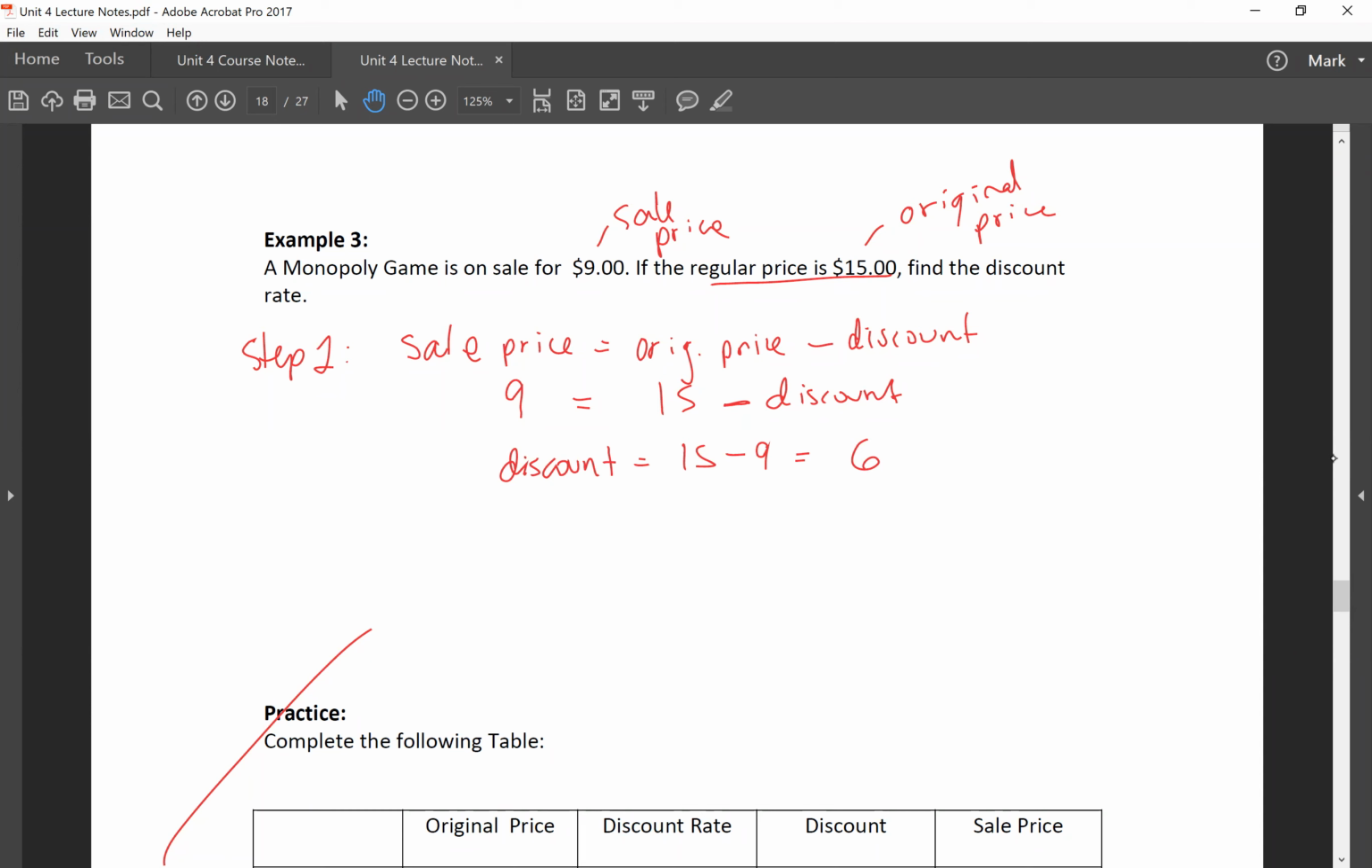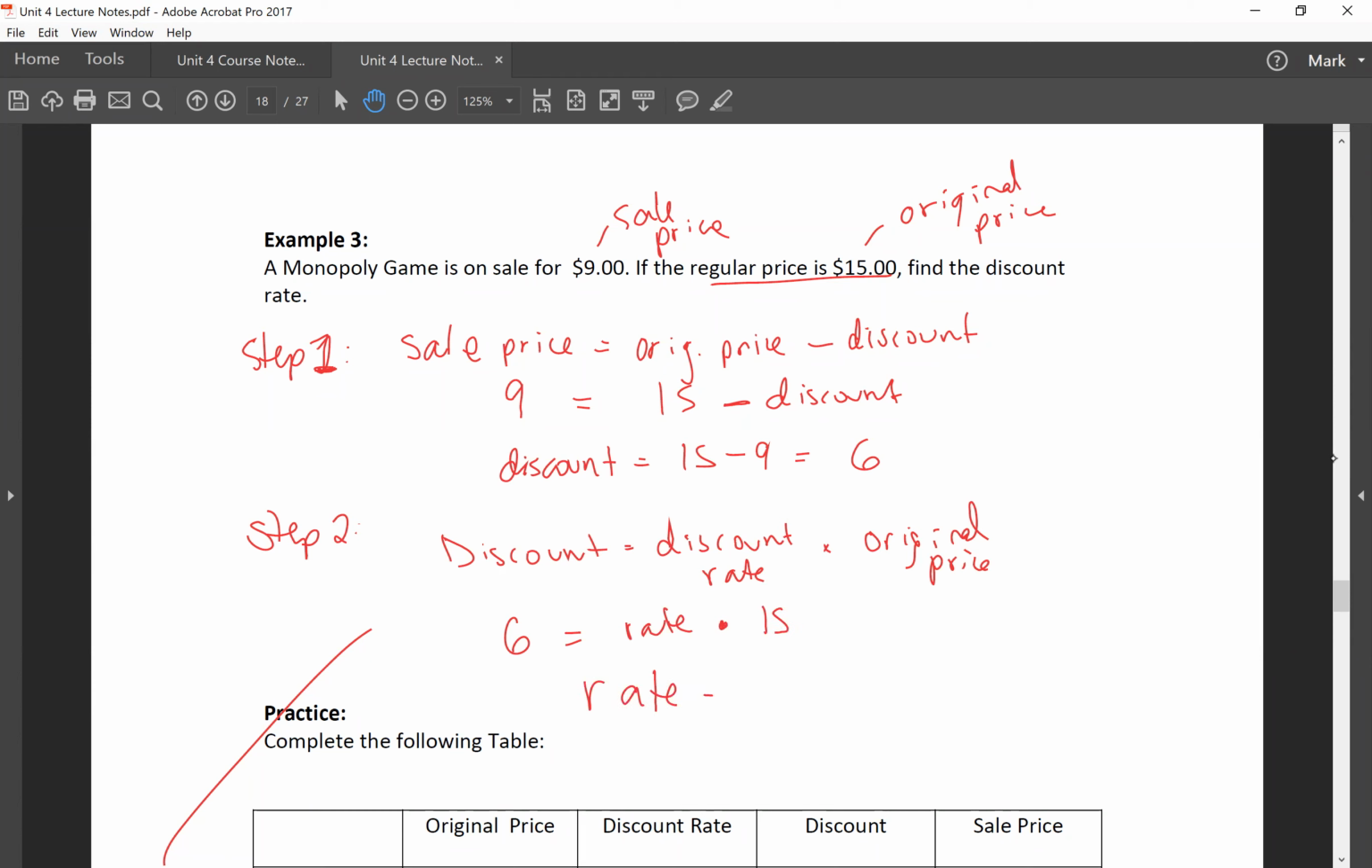But the question, that looks like a 2. There we go. The question is asking for the discount rate. So the discount is equal to the discount rate times the original price. So we have 6 equals the rate, I'm just going to put the word rate there, times the original price, which is 15. So my rate will be 6 over 15.